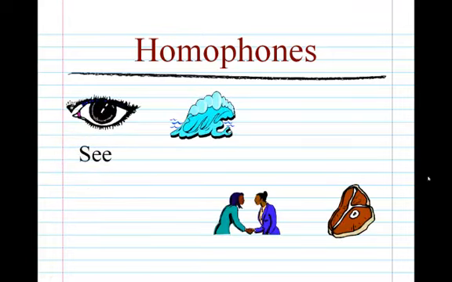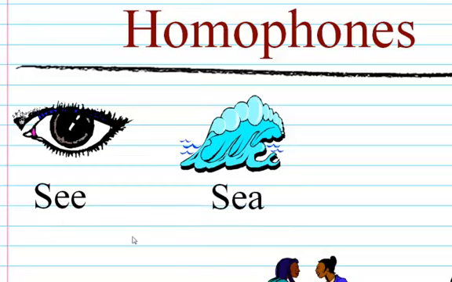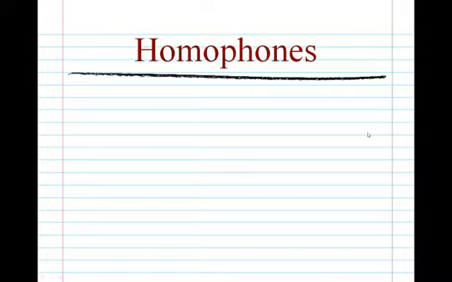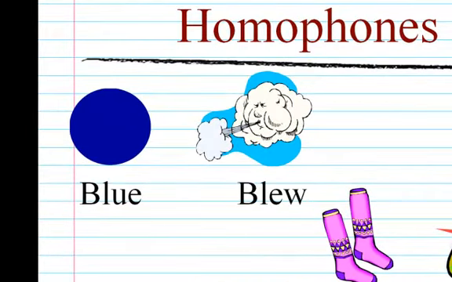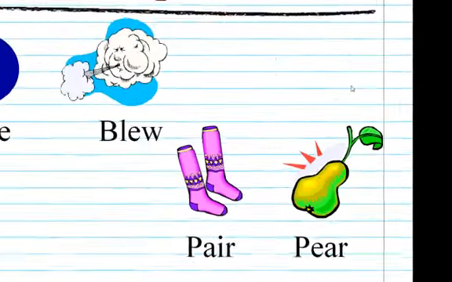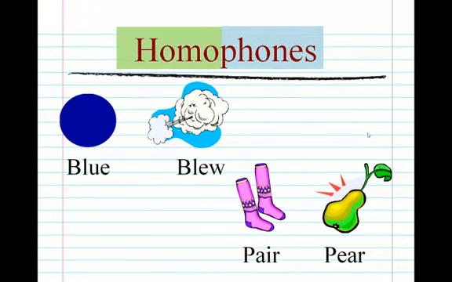Here are some other examples of homophones. See and sea. Sound the same, but are spelled different and definitely mean different things. Meet and meat. Different kinds of meanings, same sound, different spellings. Blue and blew. Pair and pear. Homophones have the same sound, but different meanings and different spellings. Remember, homo means same and phone means sound for the Greek word parts, so same sound.